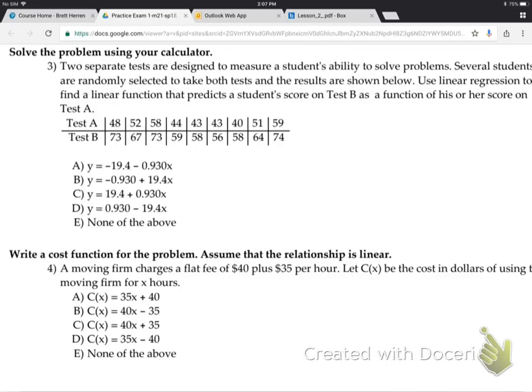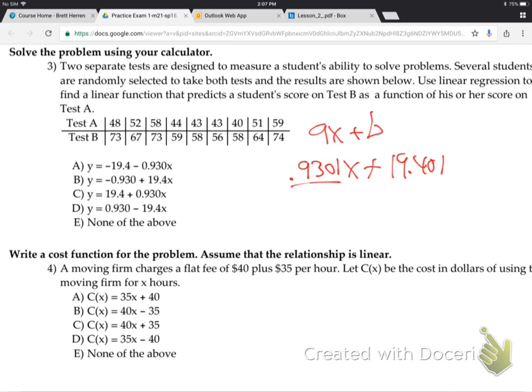Okay, so now looking at this one. So what did I get again? I got 9. So ax plus b. It said ax plus b, and it told me the a is 0.9301x plus the b is 19.401. So which one is that?